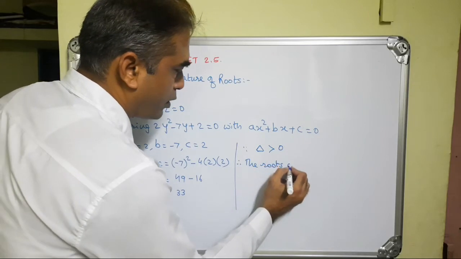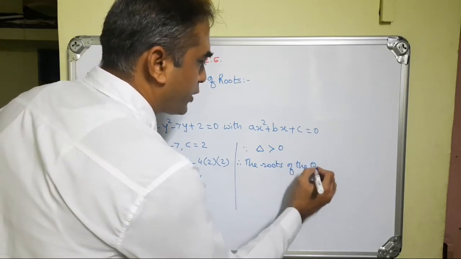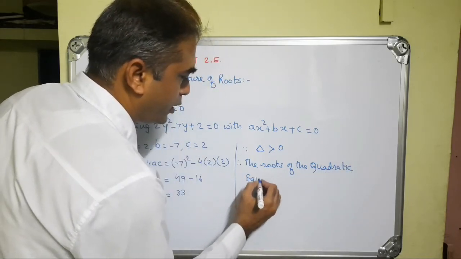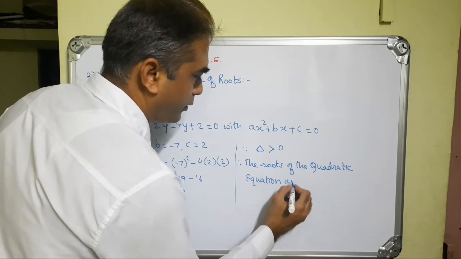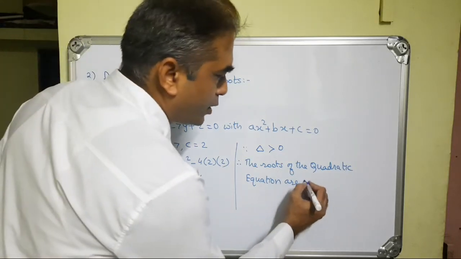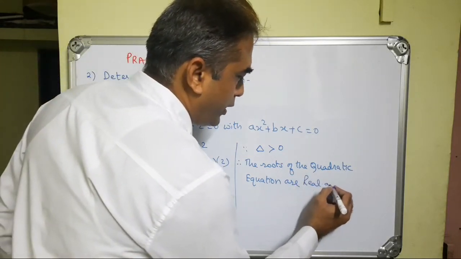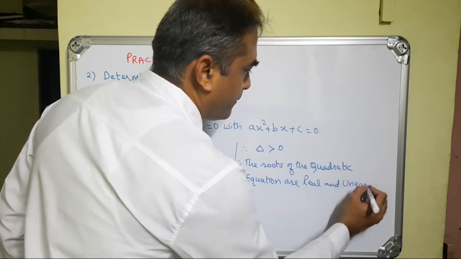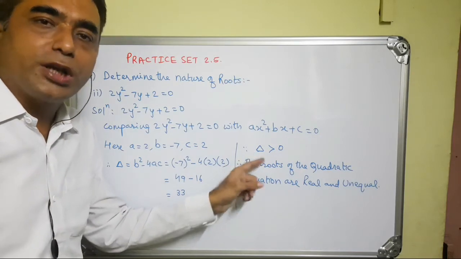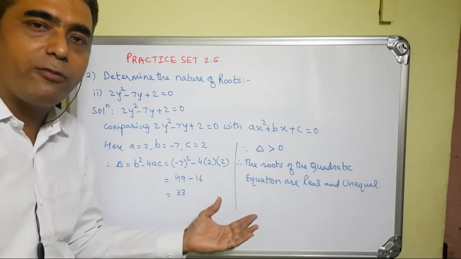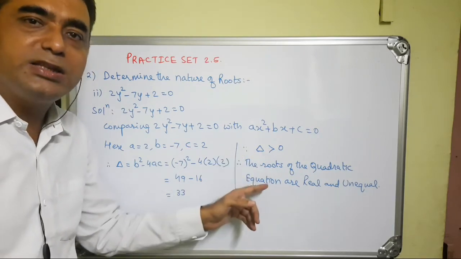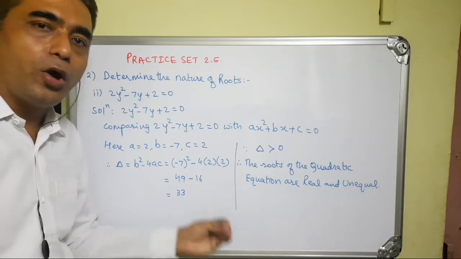the roots of the quadratic equation are, how will be the roots? They will be real and unequal. If this delta was equal to 0, then the roots would have been real and equal. If this delta is less than 0, then the roots will be not real.